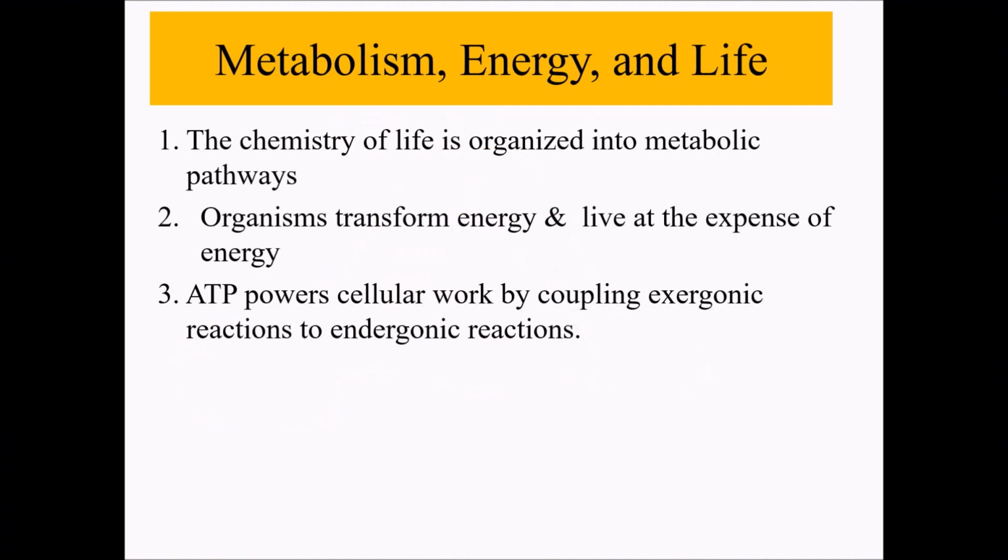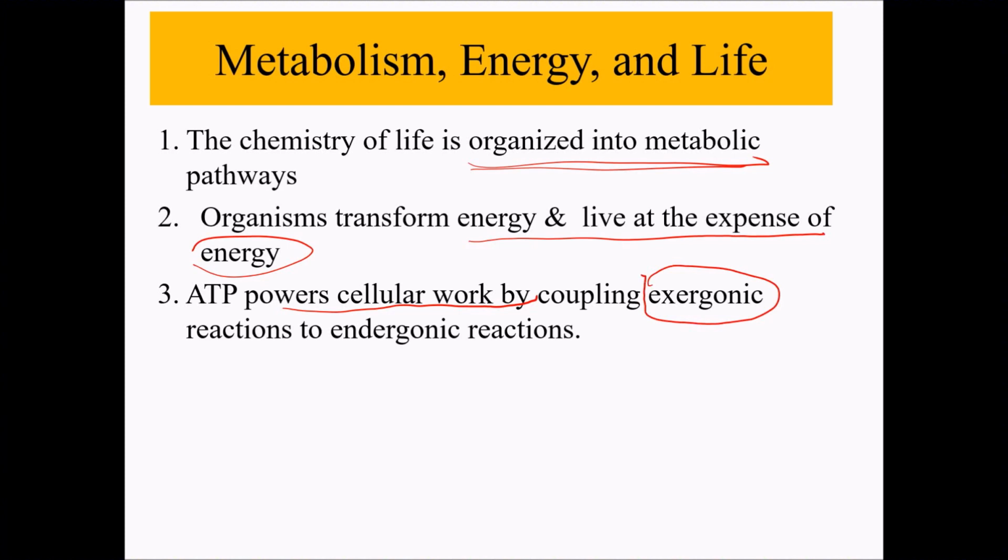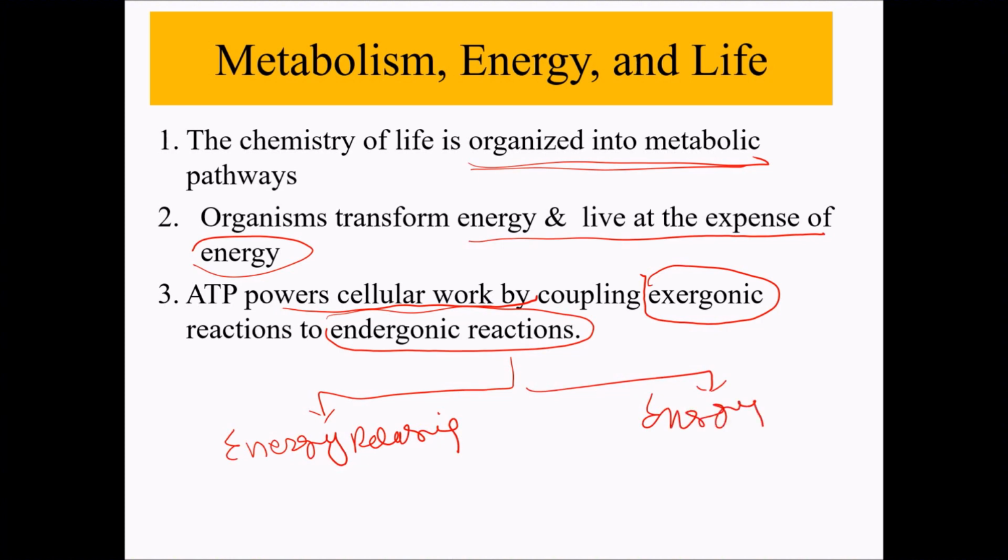The chemistry of life is organized into metabolic pathways. In the human body, the chemistry is organized in terms of metabolic pathways. Organisms transform energy and live at the expense of energy. They transform energy from one form to another form and then they live at the expense of energy. ATP is the currency of energy that provides cellular power to the cellular work by combining or coupling exergonic reactions with endergonic reactions. Or we can say they combine energy yielding, energy releasing reactions with energy utilizing reactions. Some of the metabolic processes release energy, other metabolic processes use energy.